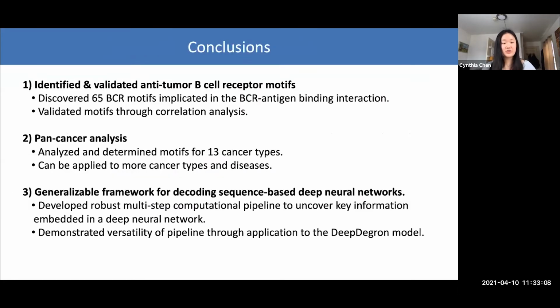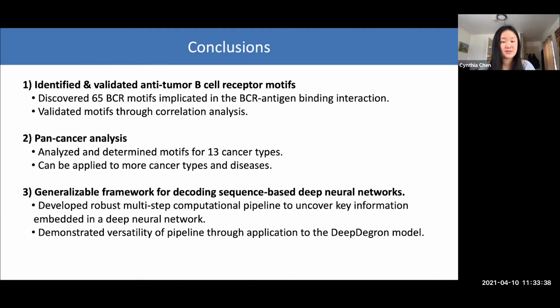So in the end, we were able to draw 3 major conclusions. First, we both identified and validated 65 anti-tumor B-cell receptor motifs that are potentially implicated within this B-cell receptor and antigen binding interaction. And we further validated these motifs both qualitatively and quantitatively through correlation analyses. Furthermore, we conducted a pan-cancer, multi-cancer analysis, in which we were able to determine motifs for 13 different cancer types.